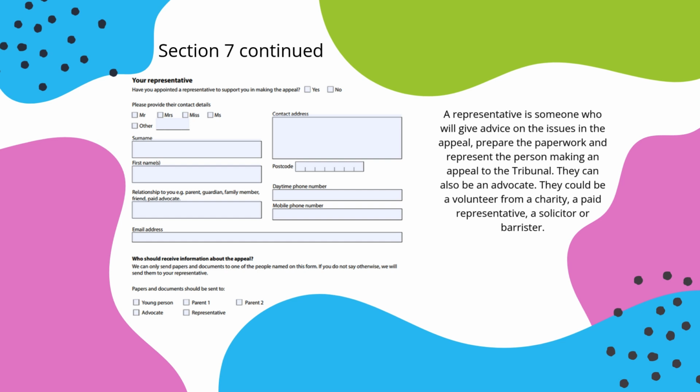This is a more involved support than advocacy. It is not necessary to have a representative, but if a parent, carer, or young person does choose to appoint one, then it is important this is somebody who specializes in SEND. At the bottom here, the parent, carer, or young person needs to tick a box to choose who the papers and documents are sent to. Only one person can be chosen.